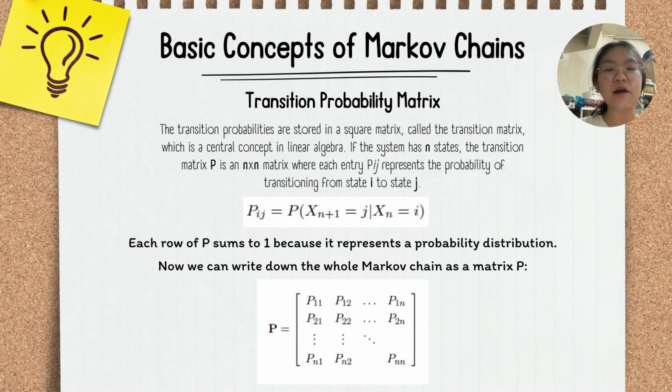The transition probabilities are stored in a square matrix called the transition matrix, which is a central concept in linear algebra. If the system has n states, the transition matrix P is an n by n matrix where each entry Pij represents the probability of transitioning from state i to state j, which is the formula stated below. Each row of P sums to 1 because it represents a probability distribution. Now, you can write down the whole Markov chain as a matrix P like the below.